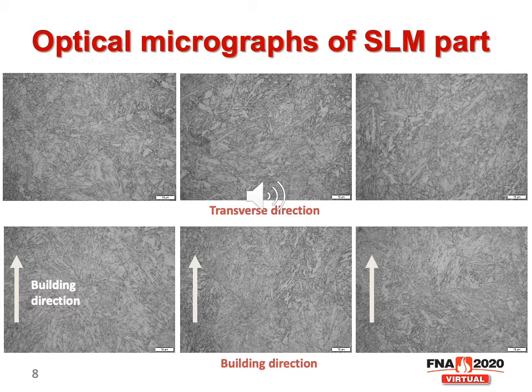For the building direction, we chose the positions from the top, bottom, and middle. You can see there is no big difference in the microstructure between the transverse direction and building direction. So the microstructure itself is uniform too.